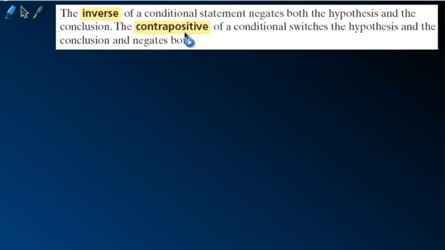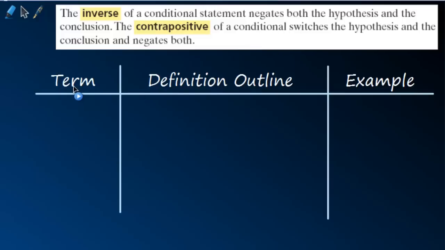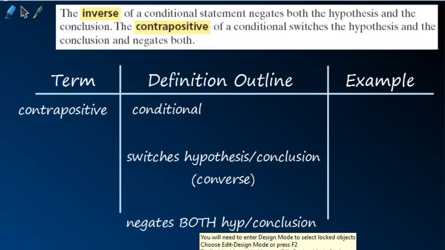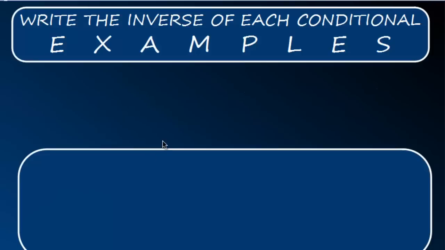Okay? The contrapositive of the conditional actually switches the hypothesis and the conclusion and negates both. So you can kind of think about it as a combining of the converse and the inverse. You switch the hypothesis and conclusion, which the converse does, and you negate both, which the inverse does. So when you do both, you're creating what's called the contrapositive. So the contrapositive, again, takes the conditional, it switches the hypothesis and conclusion, the same as the converse would, and then negates both like an inverse would. Okay, so that's how you create a contrapositive.